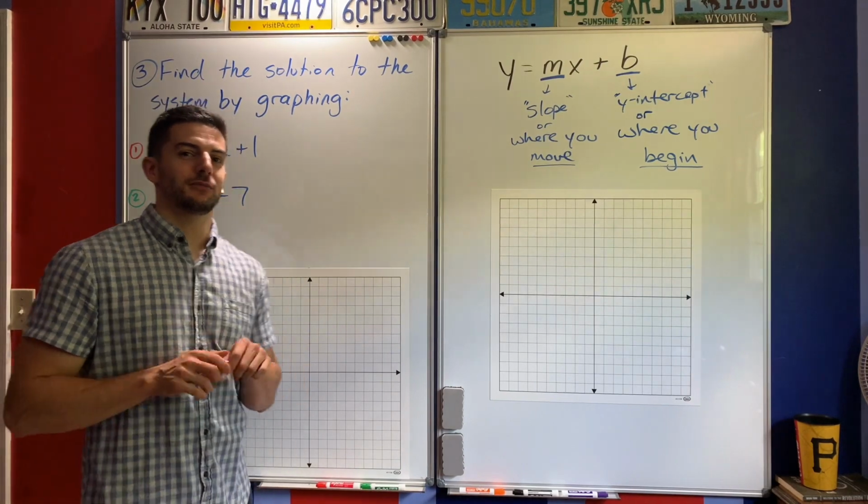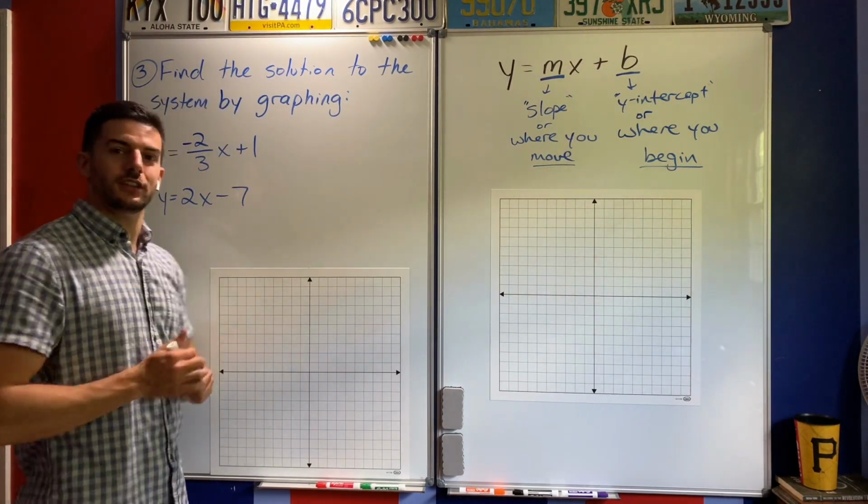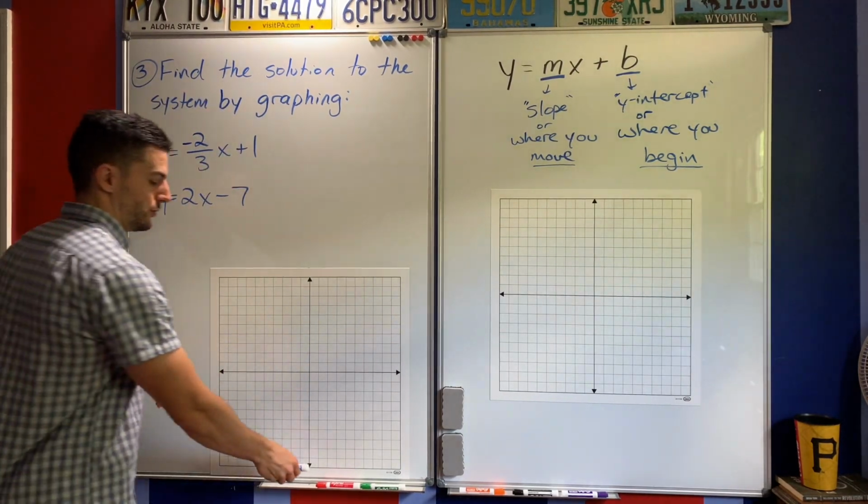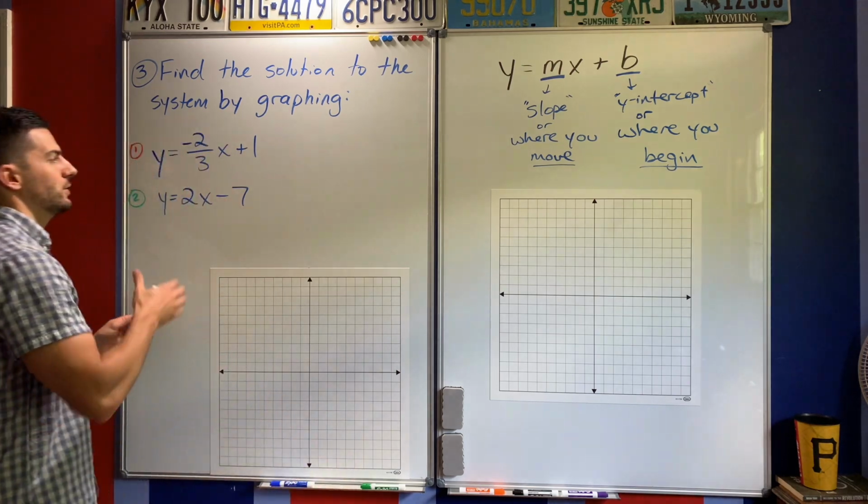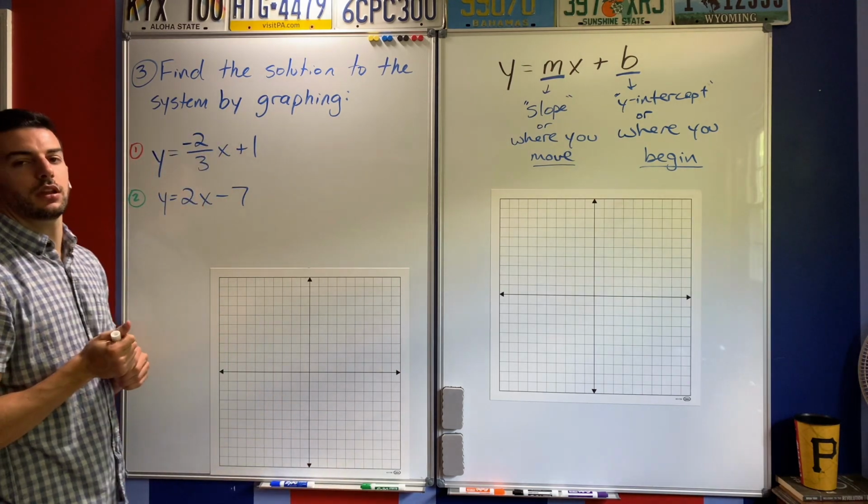Okay, so hopefully you were able to find a solution to this system, okay? So I'm gonna show it real quick up here, okay? So this first equation, y equals negative 2/3 x plus 1.